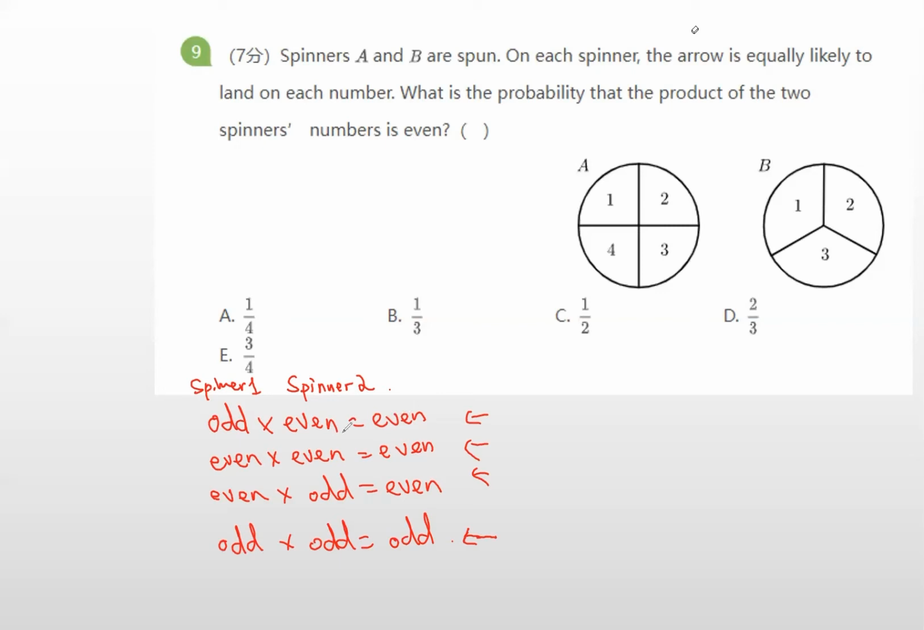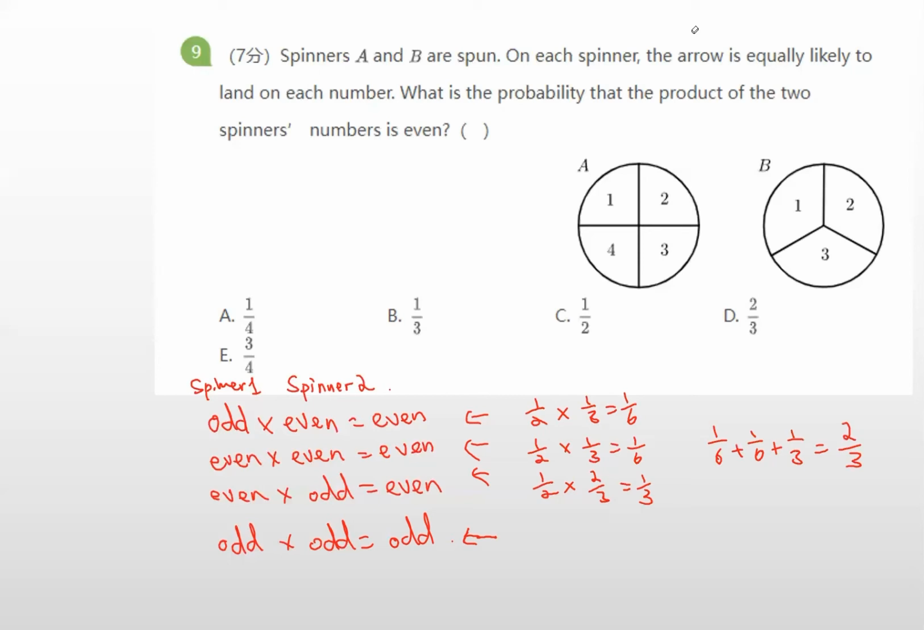First of all, let's look at the even. Spinner one gets odd, and spinner two gets even. Odd here is a half, times, for the even, only one out of three, so times a third, so that's a sixth. Even times even is a half times a half. Half times a third again, so that's a sixth. Even times odd, that's two even on A, so it's still a half. Odd is two thirds, so that's a third. If you add them up, you should get two thirds. So that's the first way, just working out all the possibilities for even.